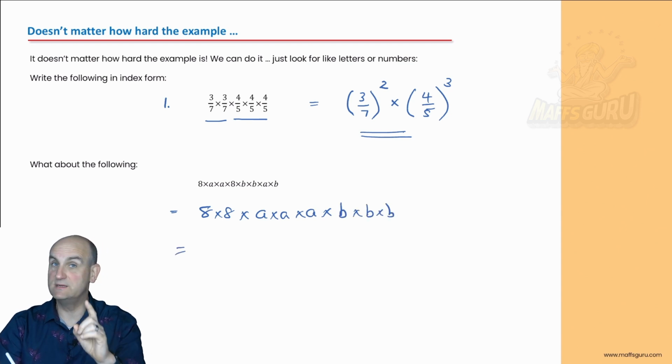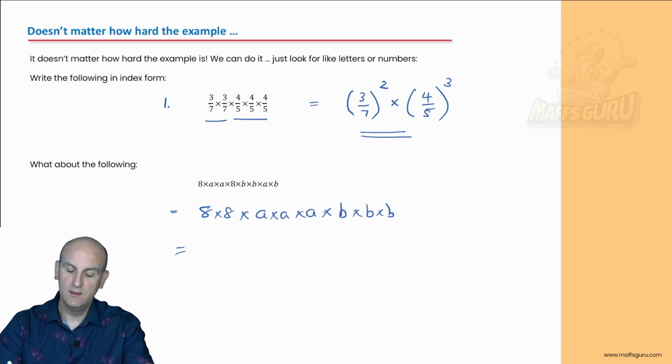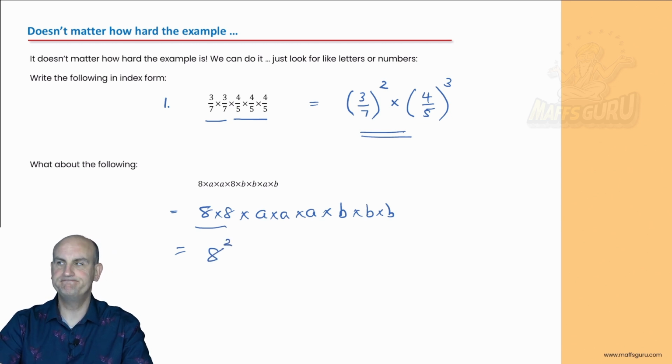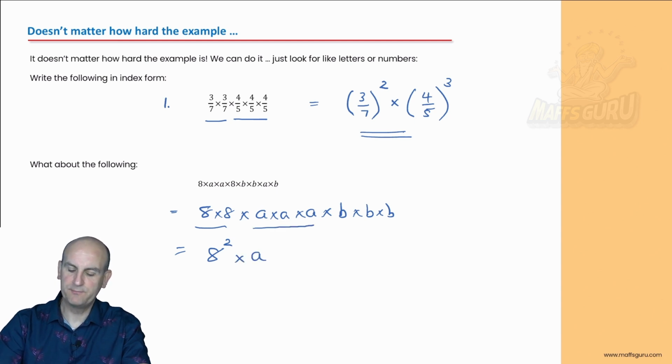So again, they're all multiplied together, yes? Awesome. Do we have any repeated letters or numbers? We do. So this here, that 8 times 8 can be written as 8 with a floaty 2. We could write it like that. In fact, let's write it like that, because it wanted index form. What about this one there? A times A times A. So that's A with a floaty 3. And we've got B times B times B. So we've got times B with a floaty 3.